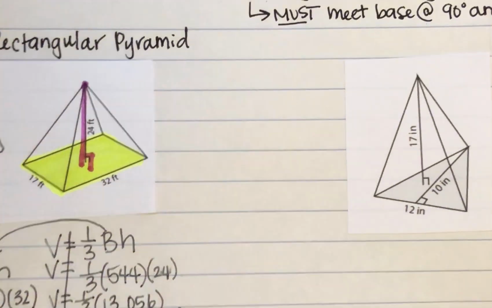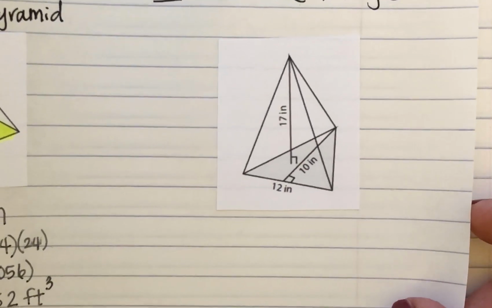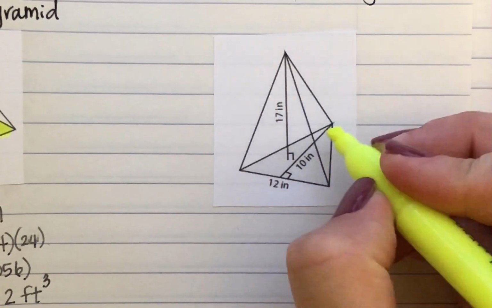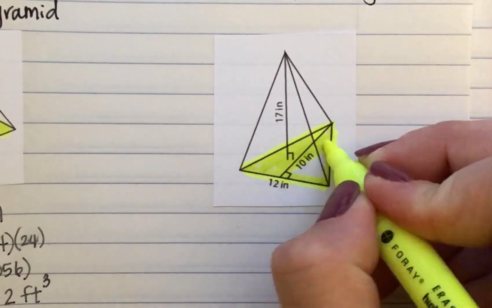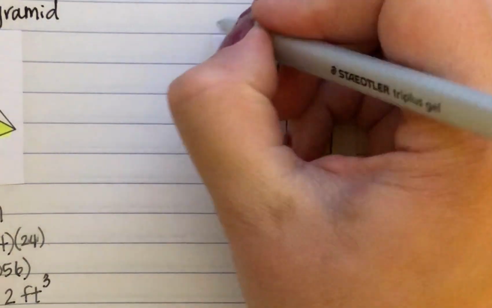All right, so let's go over to this other example. This one's a little bit different, so take a look at it and see what the differences are between the one that we just did. We had a rectangular pyramid. This one, let's highlight the base here. The base here is no longer a rectangle, so this is a triangular pyramid.